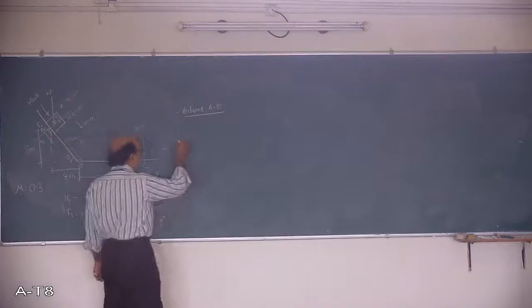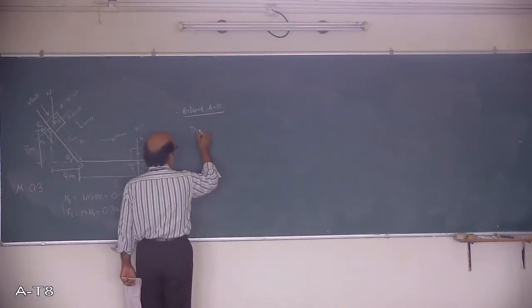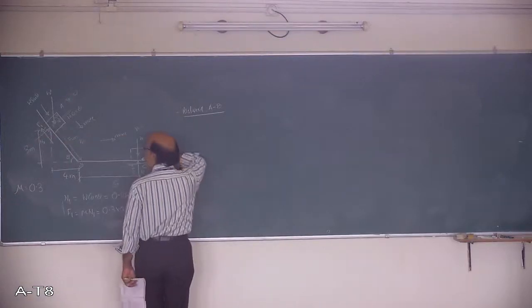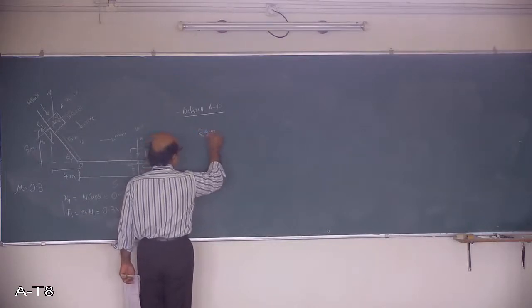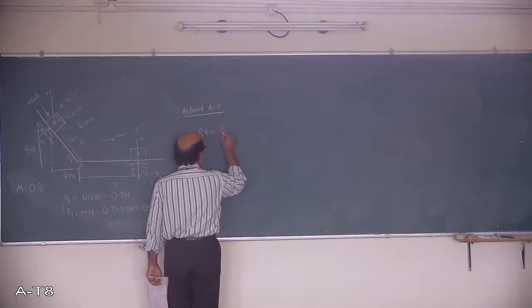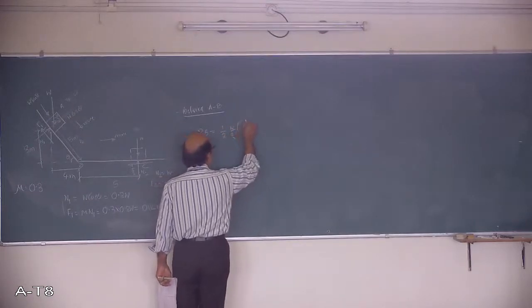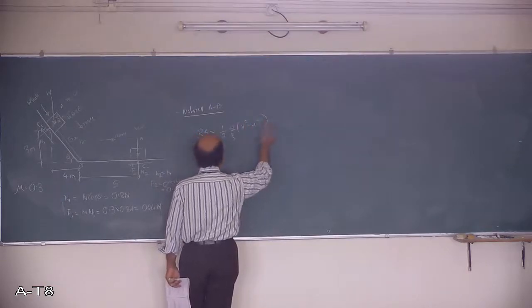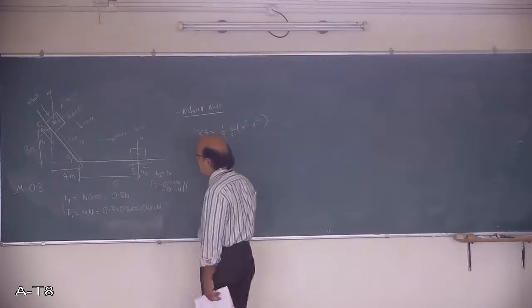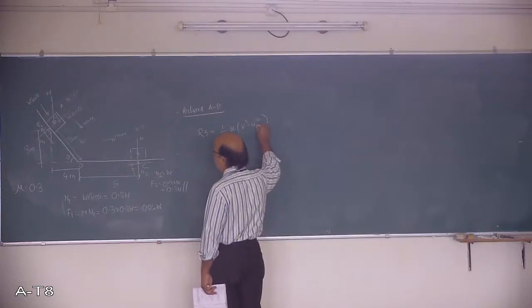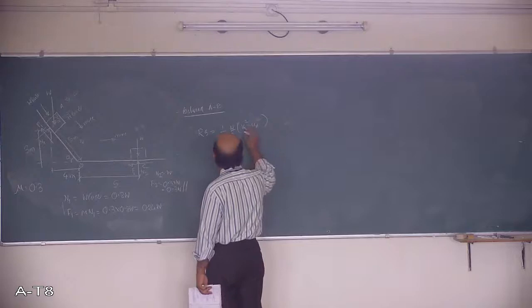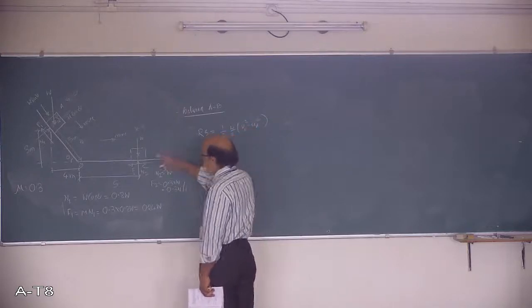Equate them. Dynamic equilibrium. Okay, no problem. I'll write all the parameters into the work energy equation: 1/2 (W/g)(V² − U²). What is the initial speed here? Initial is VA, final is VB. I can take those parameters.